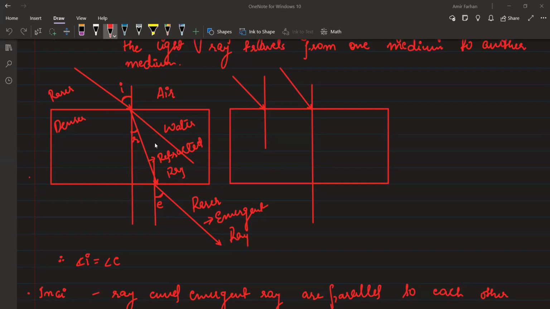Yes, sir. Because of the change of the speed of light in different mediums, we see the deviation from its original path. So this perpendicular distance is called lateral shift. How much the ray has been shifted from its original path. Is that clear to all of you? Any doubt?